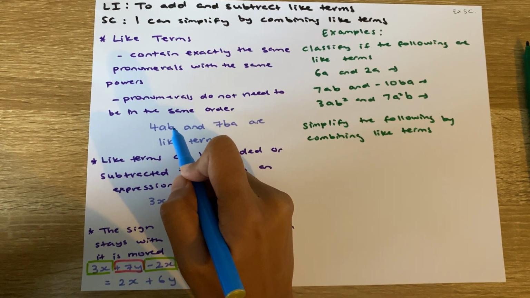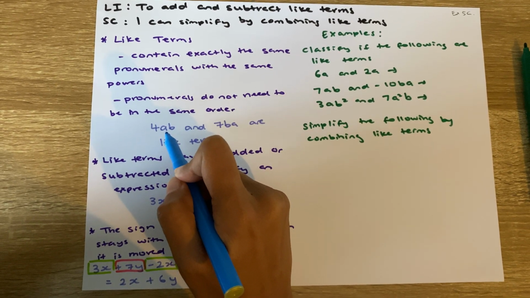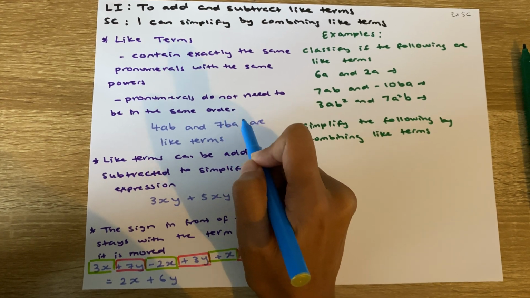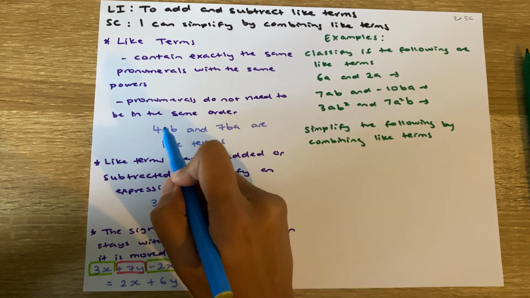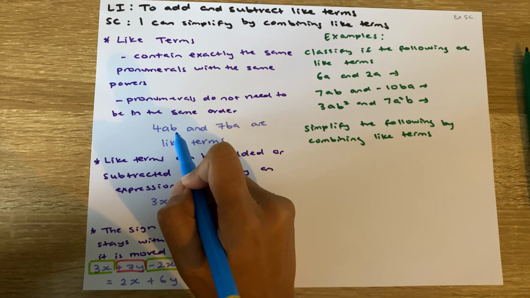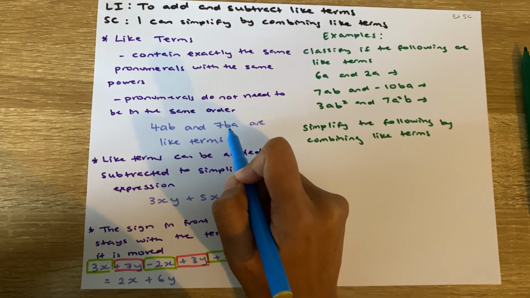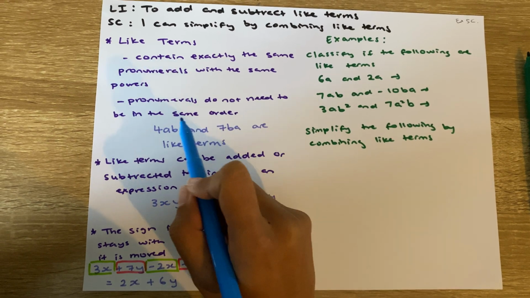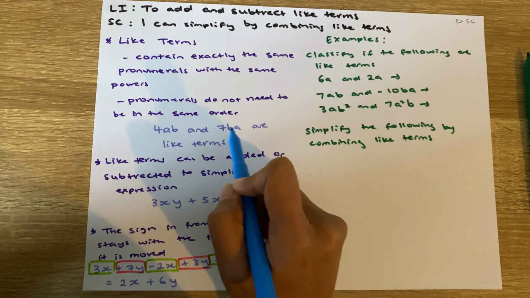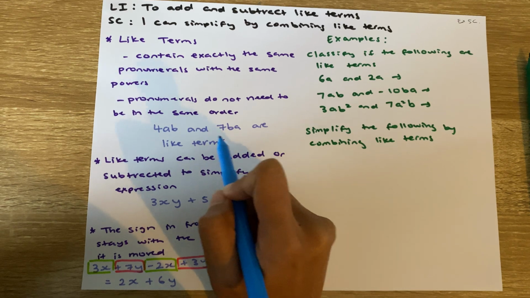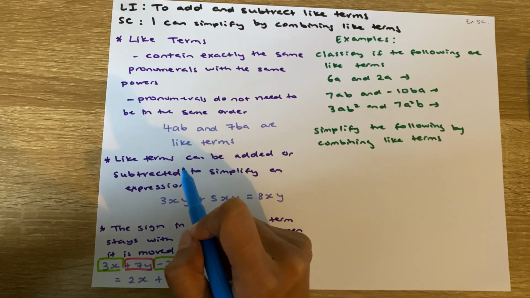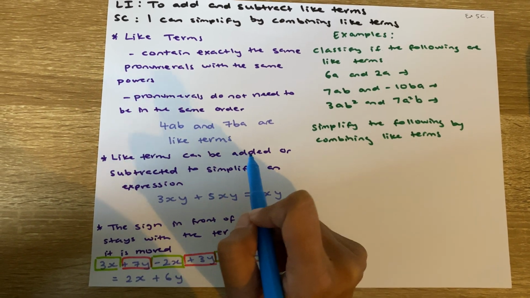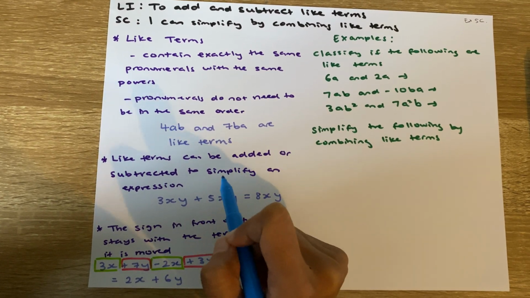So here I've got 4AB and I've got 7BA. This 4AB contains an A and it contains a B. This 7BA contains a B and it contains an A, even though they're written in a different order. Because they both still have an A and they both still have a B, we say that they are like terms. And what we can do is add or subtract like terms to simplify an expression.